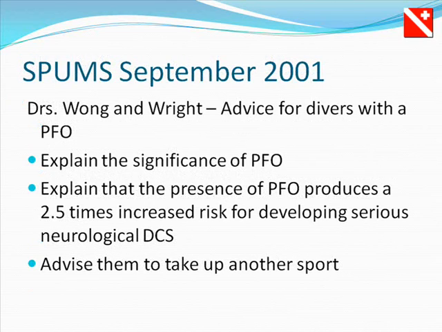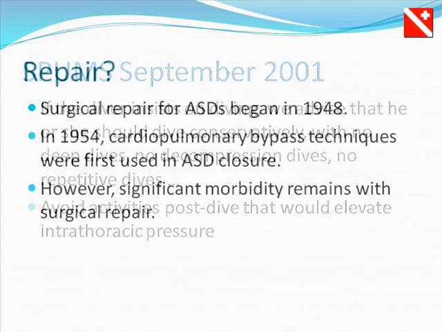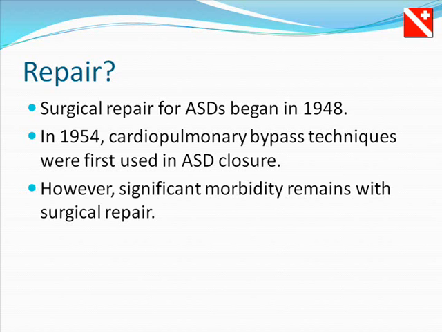What do you do if you have a PFO? Well, Drs. Wong and Wright recommended that if you have a diver with a PFO, clearly you do need to counsel them. You would then use the Bouvet data and say, well, you've got that 2.5 odds ratio that Bouvet found. And if they don't want to take up another sport, you could counsel them in terms of avoiding bubbles, and there are ways to do that. And, of course, avoid the activities that may increase the chances of shunting. But inevitably, you get to the point where someone may ask, well, should I have it repaired?